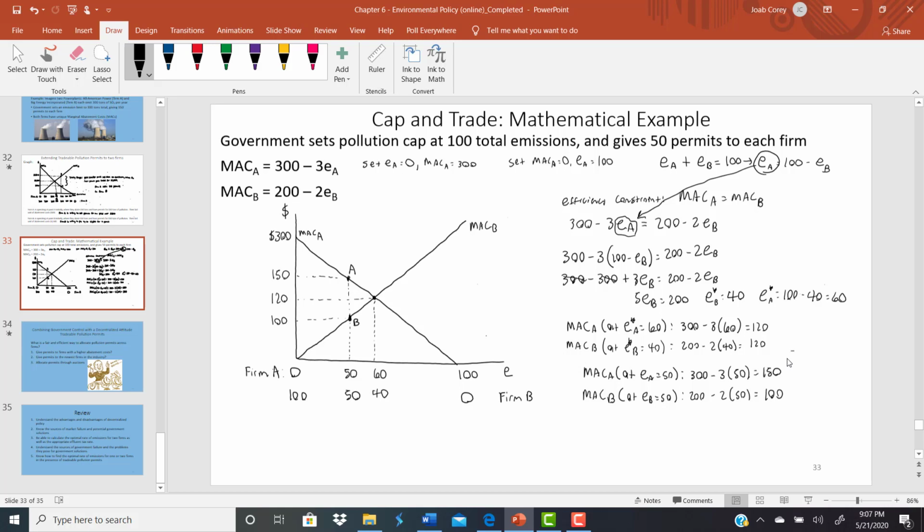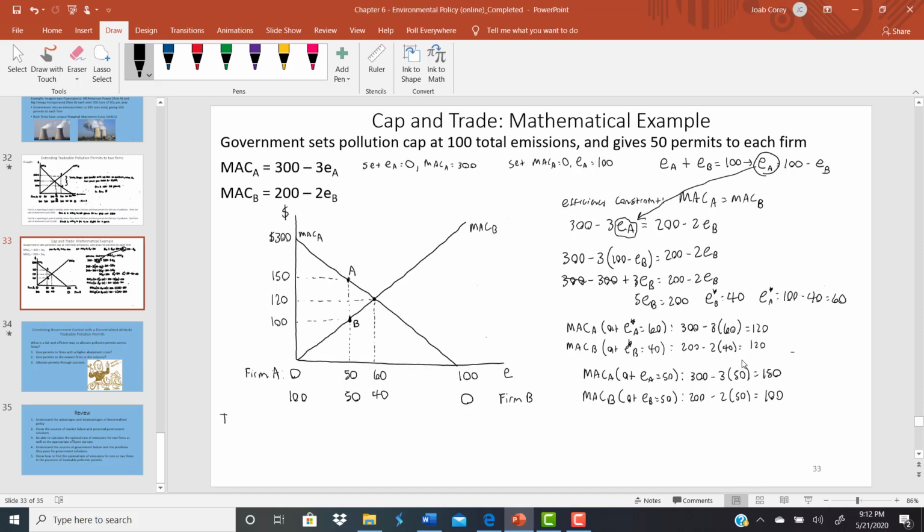So initially, firm A is going to start off with 50 permits. That means they're going to be emitting a total of 50 emissions, and the cost of abating their last emission for firm A is 150. The cost of abating the last emission for firm B, however, is just 100. So in other words, it's cheaper for firm B to abate emissions at that starting level of 50 than it is for firm A. As you can see, there's going to be some opportunities for trade here in the near future. But let's start off by taking a look at these firms' initial allocation. It's kind of where these firms start.